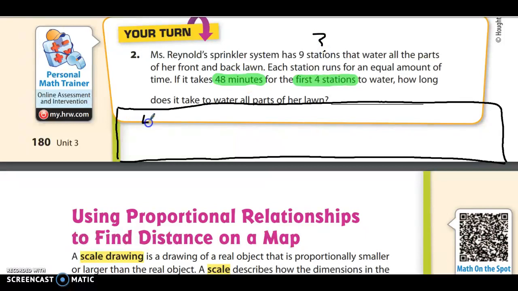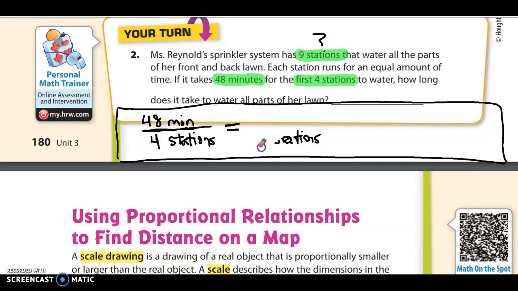If it takes her 48 minutes to water 4 stations, so that's what's called a ratio, 48 minutes for 4 stations. And then this right here is 9 stations. So if you tried to do this equals 9 stations, it would be pretty confusing because 4 stations can't be multiplied by a whole number to make 9 stations. It just doesn't work. 9 is not a multiple of 4.